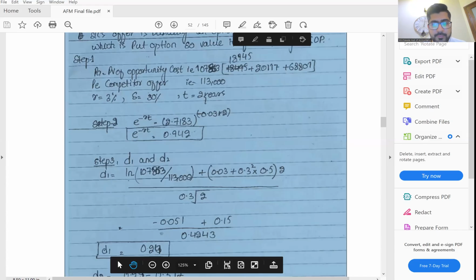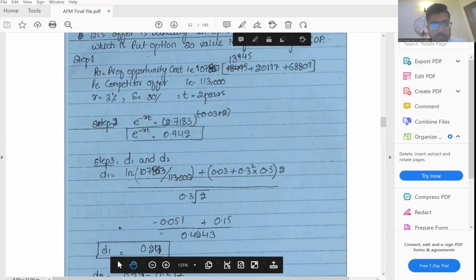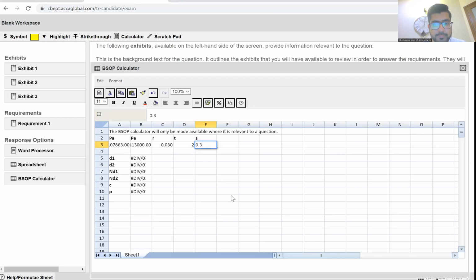RTS. So what was R? 3%. T was 2 years. S was 30%. In R, I will write 3%, 0.03. T was 2 years. And S was 30%, 0.3. Right? R was 3%, S was 30%, so 0.3, and T is 2. Okay. Enter.